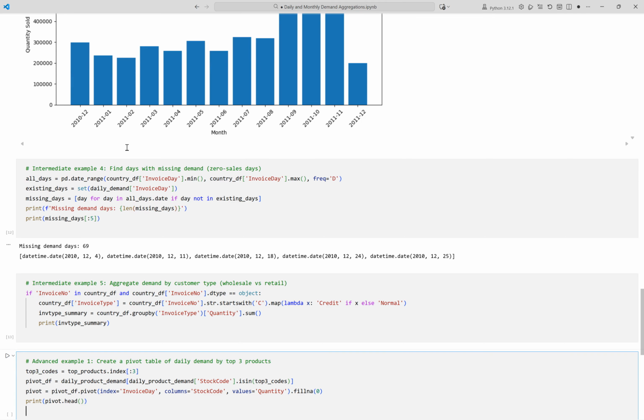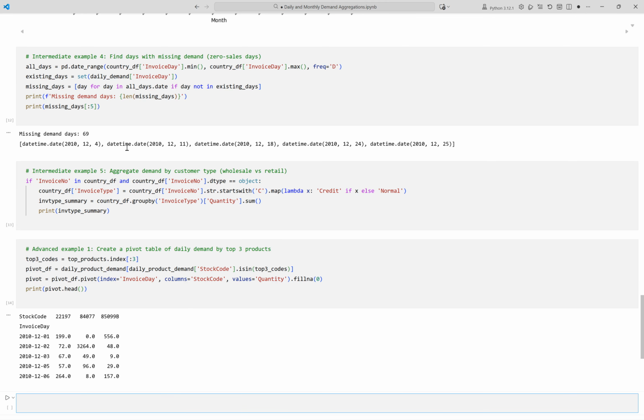Running the cell now. This pivot table summarizes daily demand for the top 3 products by showing their quantities sold each day, with dates as rows and product codes as columns. Notice how demand varies day to day and differs across products, highlighting patterns essential for planning inventory and procurement. This format makes it easier to analyze and forecast product-specific demand trends over time. Try plotting this pivot table. Does any product have a spiky demand?